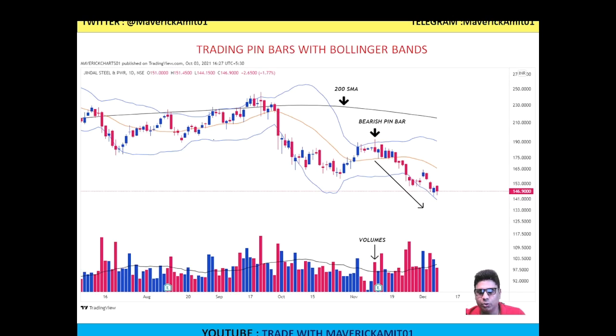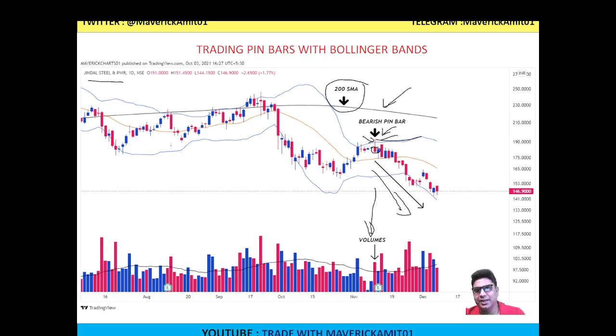So let us have a look at a few examples. This is the chart of Jindal Steel, and you can see in this particular setup, as I had pointed out, one of the most important conditions, my price is below the 200 SMA. This is my 200 SMA. You can see here that a bearish pin bar has been formed. The real body is small. The color of the real body does not matter. We have a long tail here, and it cuts through the upper Bollinger Band, which is a very important condition, and my volumes are on the higher side. So once this pattern is formed, my negation level is the high of this bearish pin bar, and then we can see the prices going down after that.